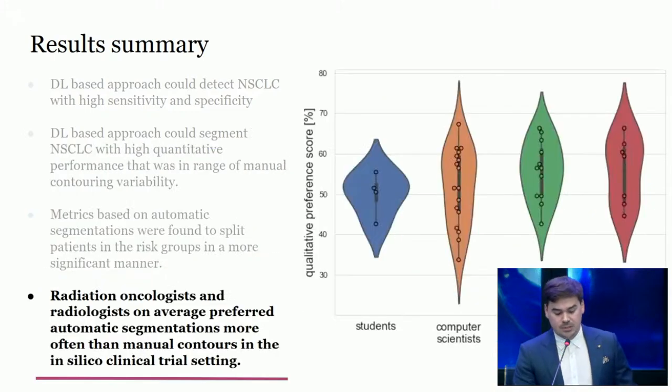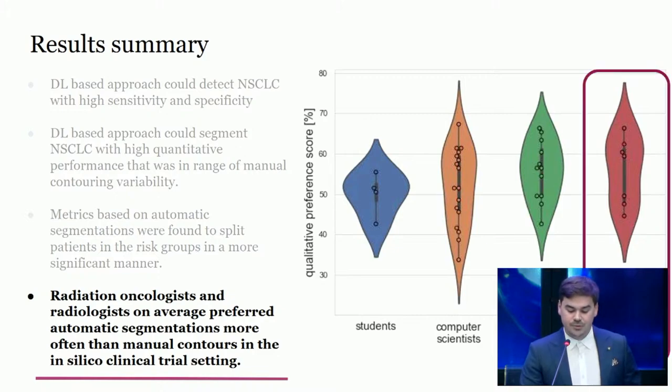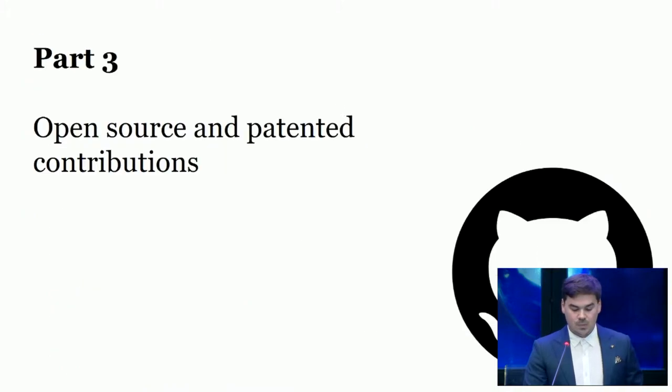And lastly, we also did a qualitative assessment where we showed that a group of radiation oncologists and radiologists on average prefer automatic segmentation more often than manual contours in an in silico clinical trial setting.